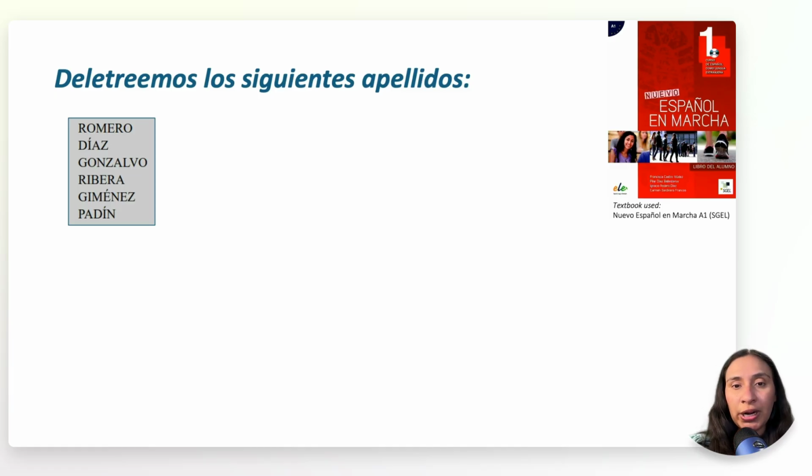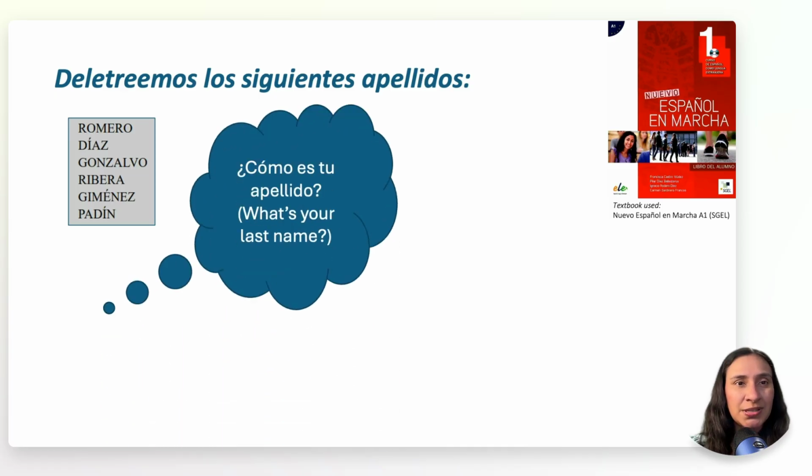Now we're going to work on our last names. What are our last names? ¿Cómo es tu apellido? ¿Cuál es tu apellido? What's your last name? ¿Cómo es tu apellido?